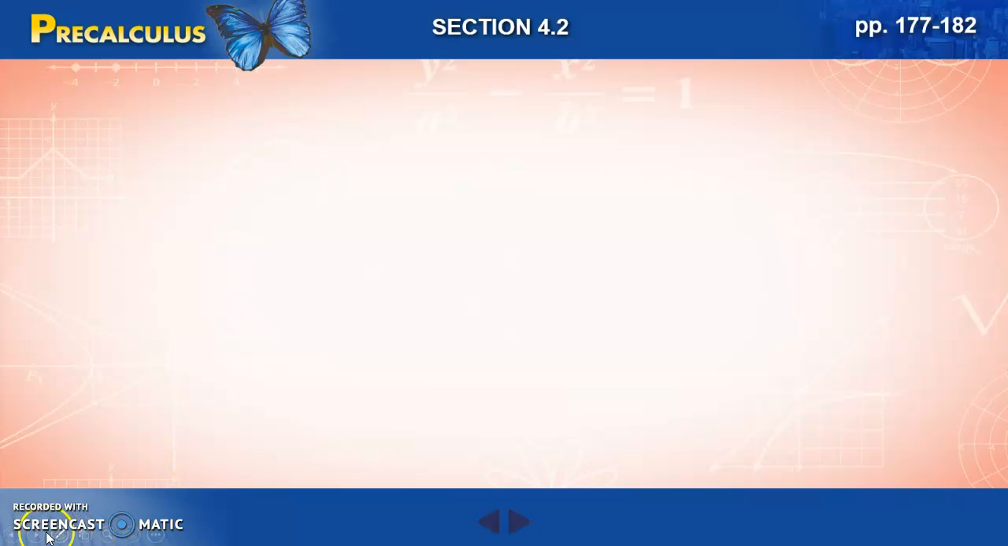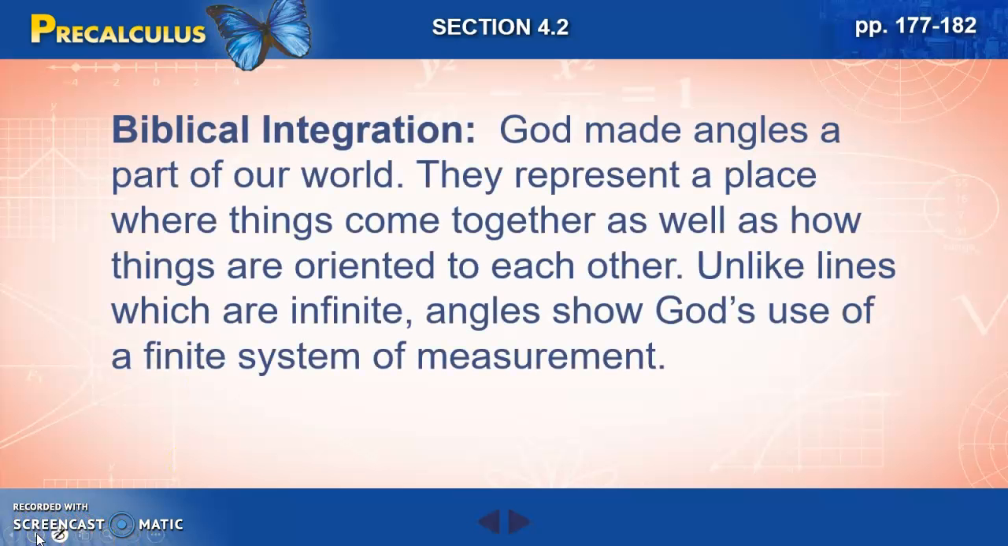Sorry about that. Our biblical integration for this unit is that God made angles a part of our world. They represent a place where things come together, as well as how things are oriented to each other. Unlike lines, which are infinite, angles show God's use of a finite system of measurement.